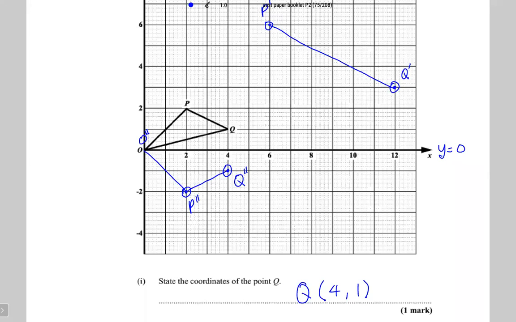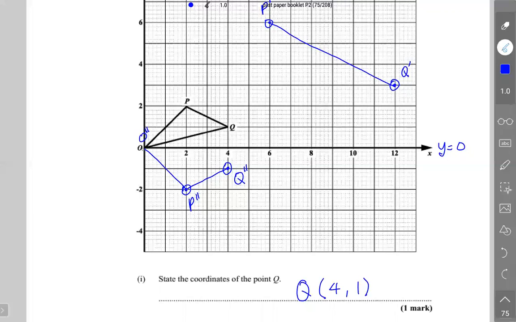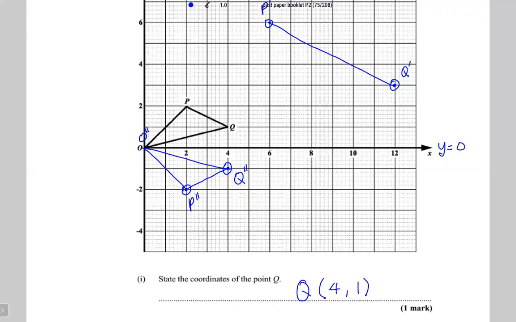All right, let me try and get a better line. You would use a ruler so you wouldn't have any problem. All right. So that would be the final triangle. And that, I believe, is the end of the question.